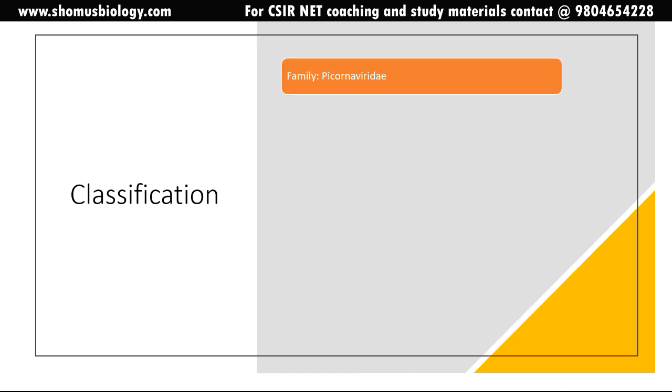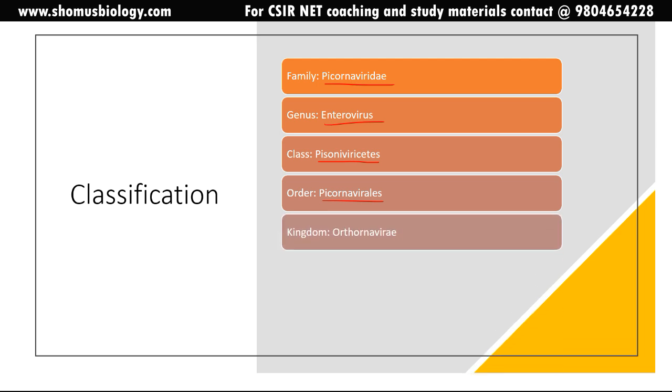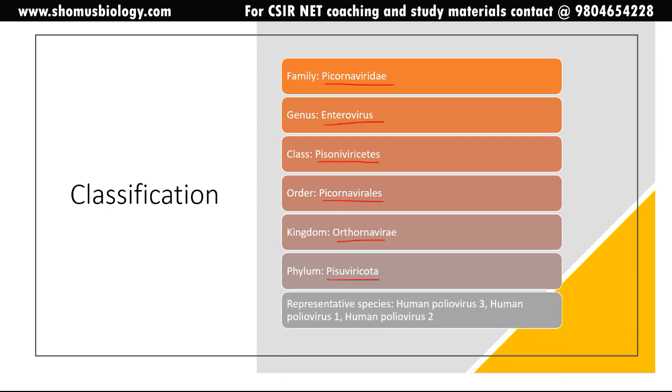The classification of this virus goes like this: family Picornaviridae, genus Enterovirus, order Picornavirales, kingdom Orthornavirae, and phylum Pisuviricota. And the representative human species are human poliovirus 1, human poliovirus 2 and human poliovirus 3.